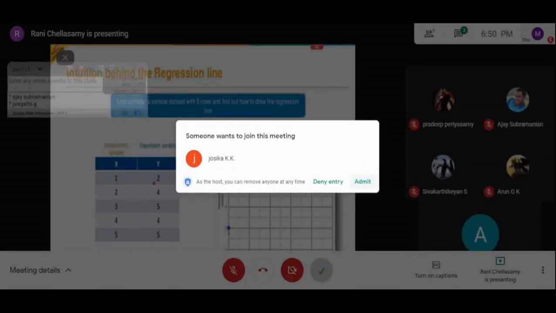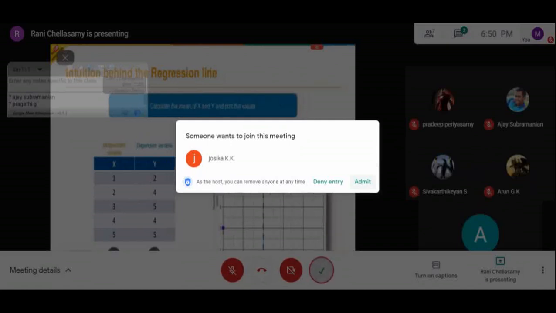Okay, so what is the next task we need to do? Find the mean of x and y. Fine. So you get the mean values of x and y as 3 comma 4. Plot the 3 comma 4, and you will get this point. Okay, so draw the line intersecting 3 comma 4.